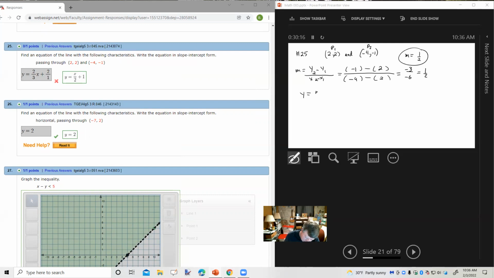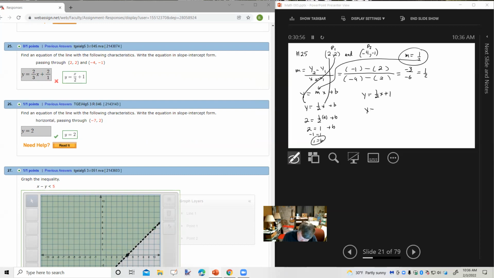Okay. So using y = mx + b, that 1/2 is going to go right there. Then we can use either ordered pair to plug in for x and y to find b, but don't use part of one and part of the other. I'll go ahead and use point 1. So x is 2, y is 2. 2 equals 1/2 times 2 plus b. 2 equals 1/2 times 2 is 1, 1 plus b, subtract 1, and b equals 1. So y = 1/2 x + 1.